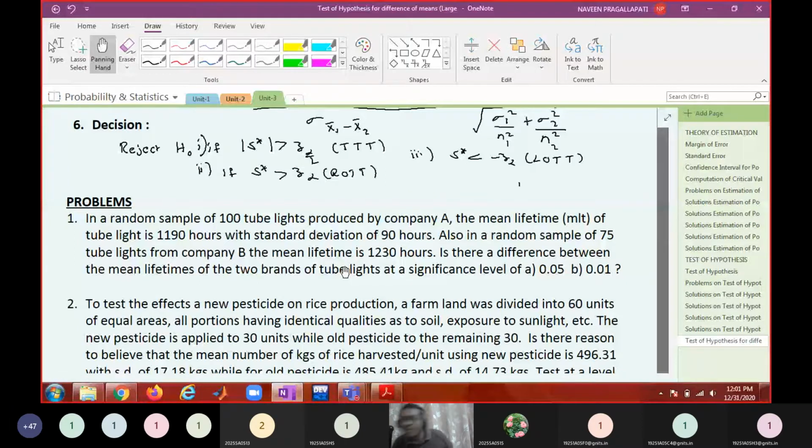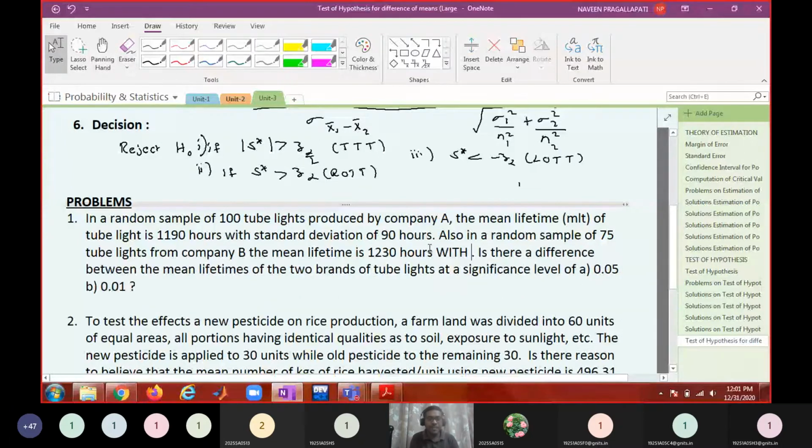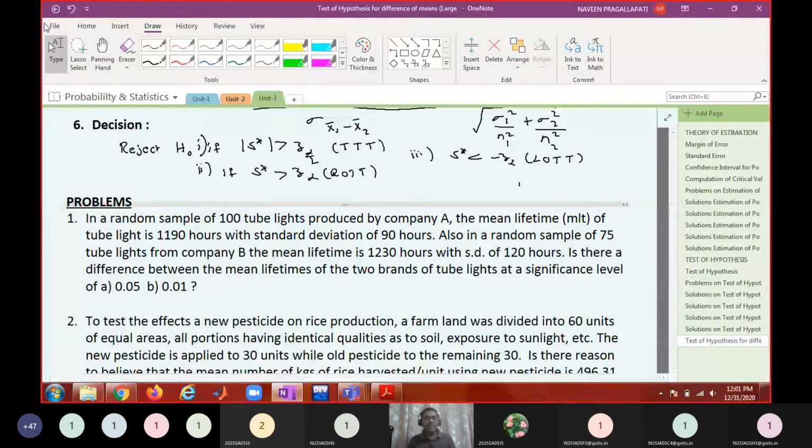1230 hours with standard deviation of 120 hours. Okay, please write down SD, 120 hours. So now the question is: is there any difference between mean lifetimes of the two brands of tube lights at a significance level of 0.05 and 0.01?